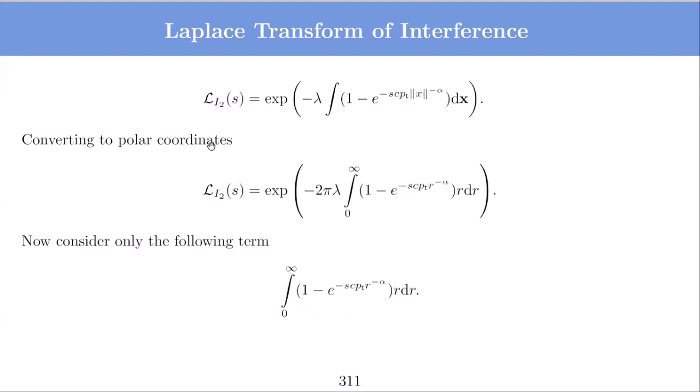So I can use polar coordinates. When I put x instead of x, I put r dr d theta, and it's not a function of theta, so that will become 2 pi. And this will become 1 minus e to power minus scpt r to power minus alpha. Okay, so first we will just solve this integration, and then we will compute the rest of the Laplace transform. So this integration is 1 minus e to power minus scpt r minus alpha r dr.